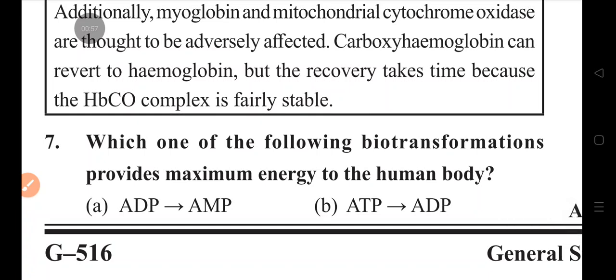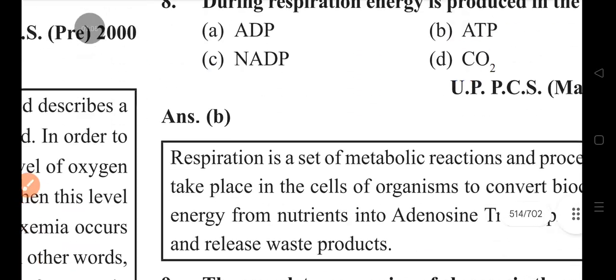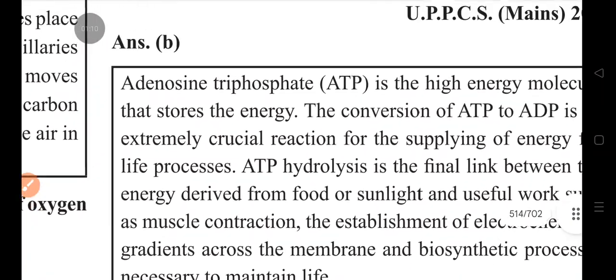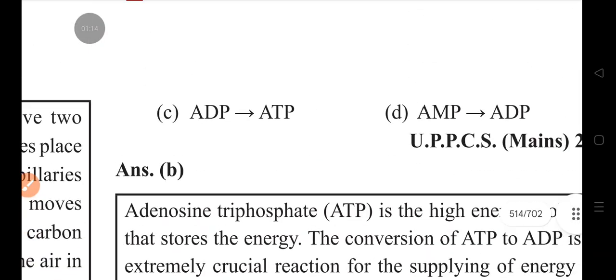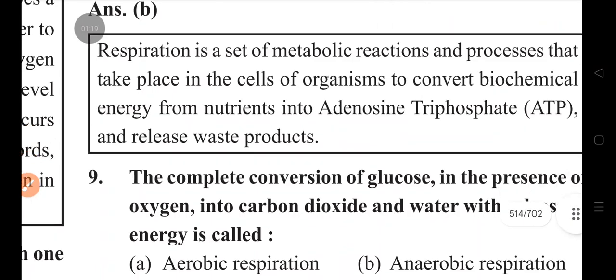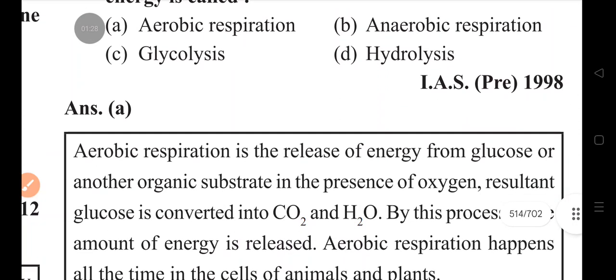Which one of the following biotransformations provides maximum energy to the human body? ATP + H2O gives ADP + Pi + energy. During respiration, energy is produced in the form of ATP. The complete conversion of glucose in the presence of oxygen into carbon dioxide and water with release of energy is called aerobic respiration.